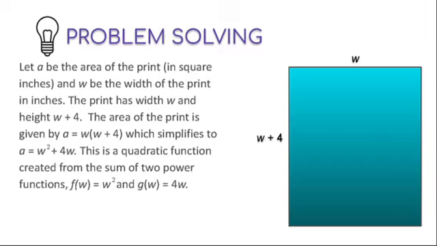Let A be the area of the print in square inches, and W be the width of the print in inches. The print has width W and height W plus 4. The area of the print is given by A equals W times W plus 4, which simplifies to A equals W squared plus 4W. This is a quadratic function created from the sum of two power functions, f of W equals W squared, and g of W equals 4W.